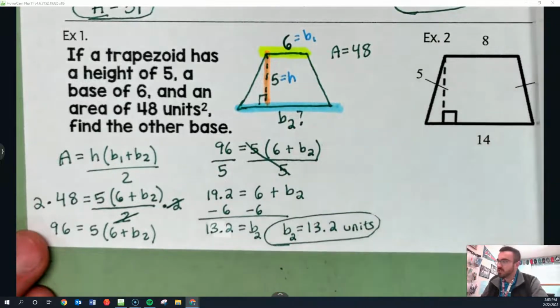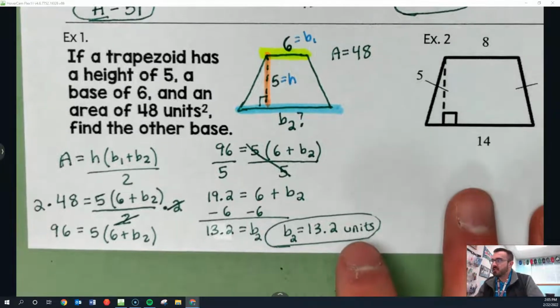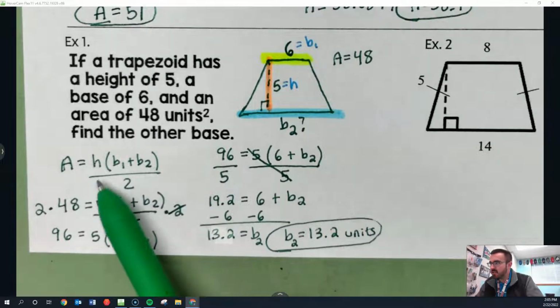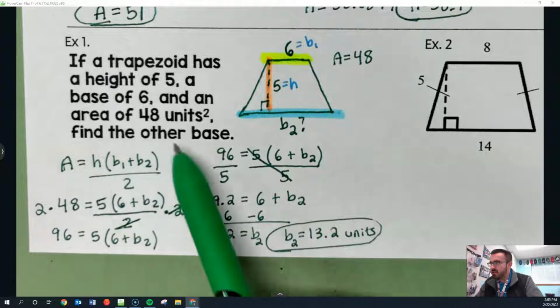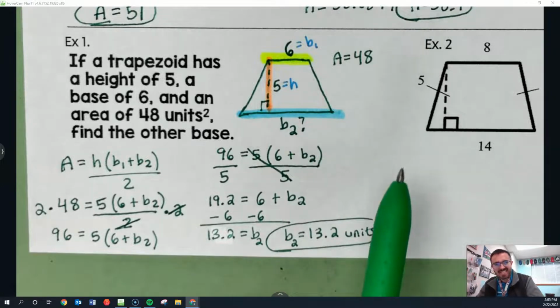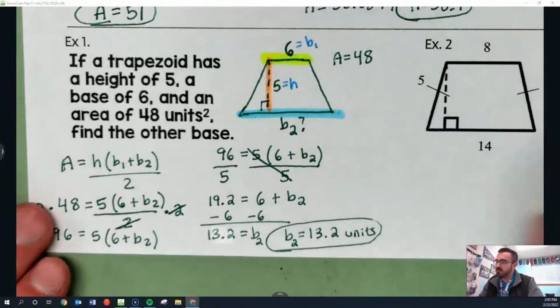Okay. So let's just pause for a second. Let's take a deep breath and look at what we just did. The only difference here is that it gives us the area, so we have to use this formula to actually find one of these measurements. Kind of funky, but take a look at the picture. Doesn't 13.2 just kind of make sense? Doesn't that sound like a pretty good number, right?